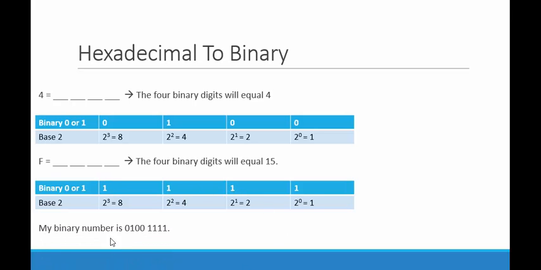So for my binary number, I look up here for the first 4 digits, 0, 1, 0, 0, which I have right here. And then my second set of binary digits, which are 1, 1, 1, 1. And that is how you change hexadecimal to binary.